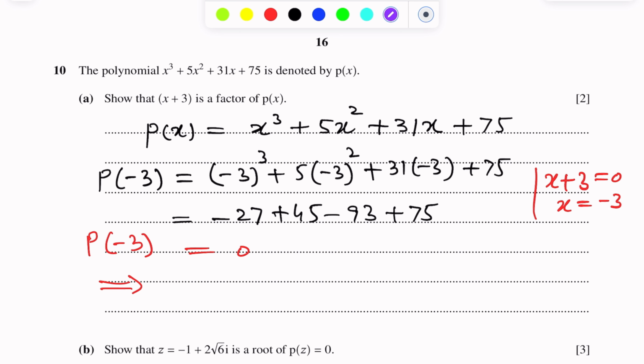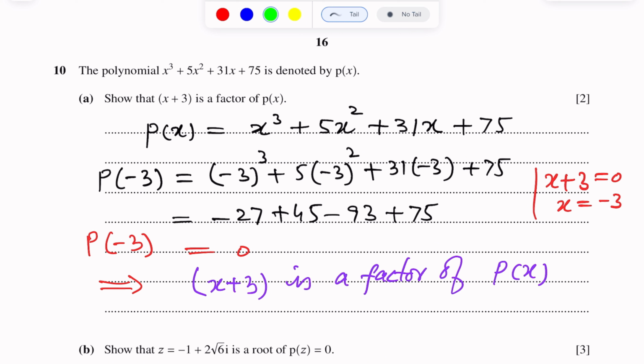This shows that x plus 3 is a factor of the polynomial because the remainder is equal to 0. This is the way to find the remainder.